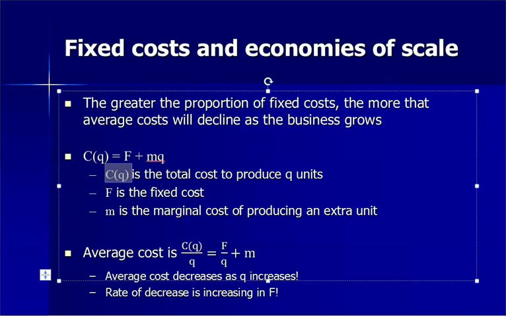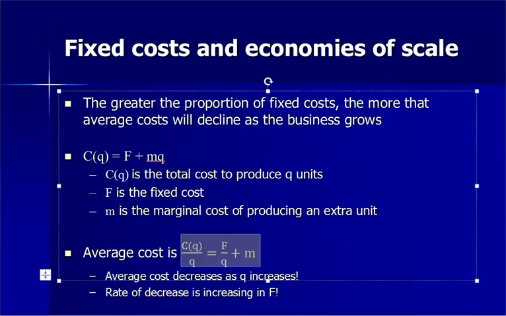i.e. this C of Q function, we might model it very simply as a combination of fixed costs and variable or marginal costs, where F is the fixed cost and M is the marginal or incremental cost of producing an extra unit. So total costs to produce quantity Q equal F plus M times Q. Then simply dividing both sides by Q, we see that the average cost to produce quantity Q would be F divided by Q plus M.